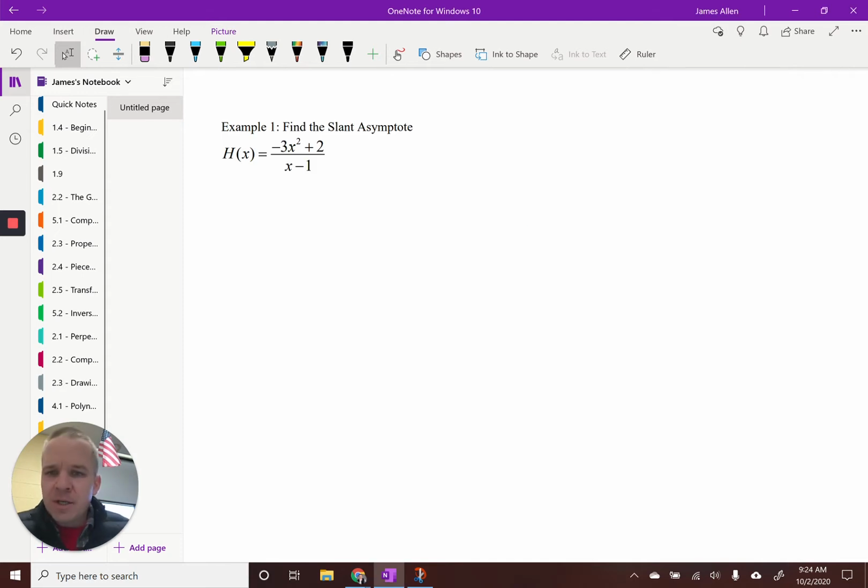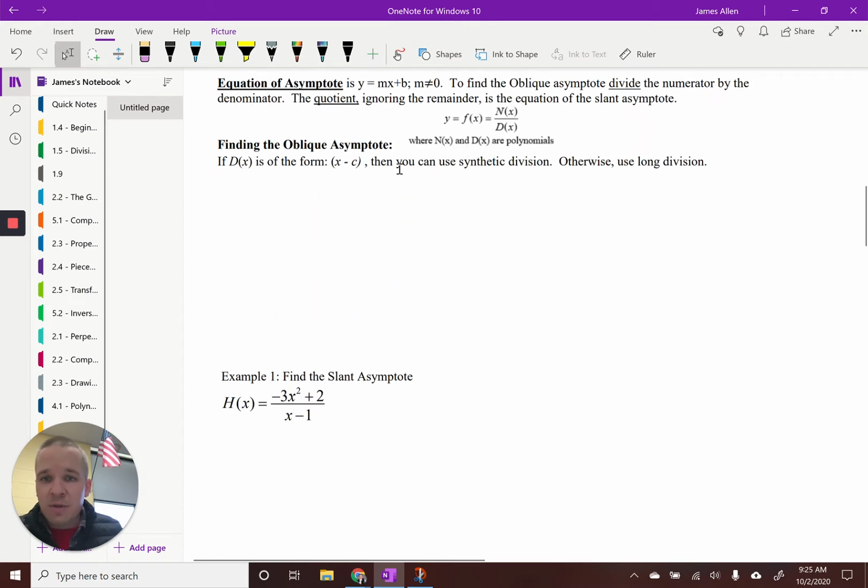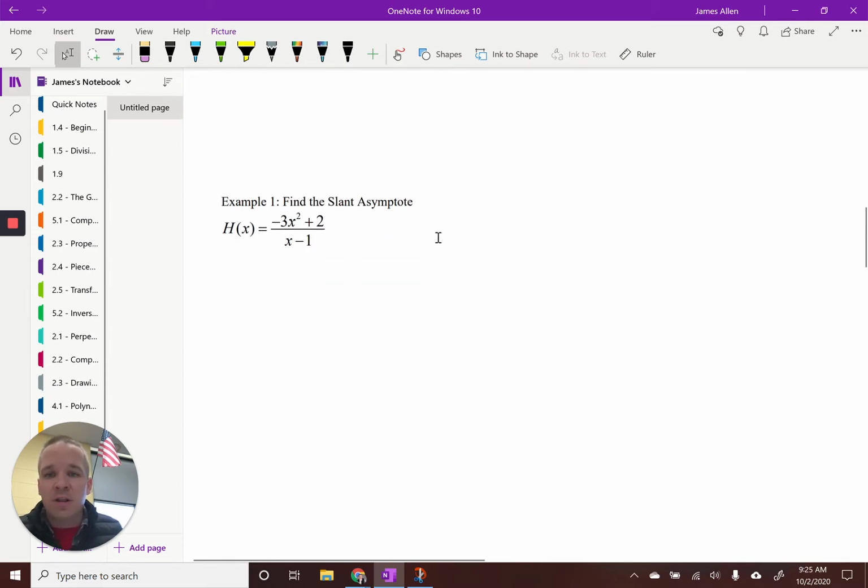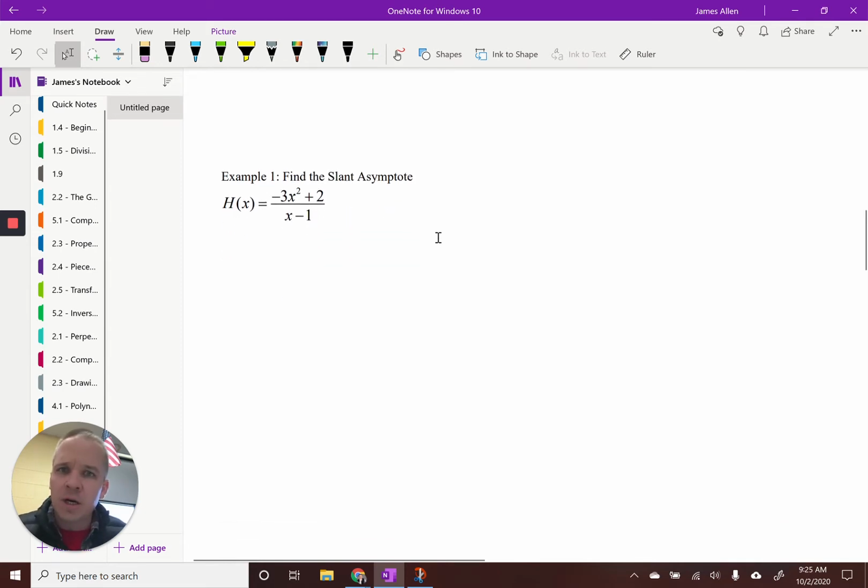All right, so here it says find the slant asymptote, otherwise known as an oblique asymptote, but who can spell oblique, right? It's not pronounced oblique, it's oblique. Excellent. So here I have a denominator of the form x minus c, so that means I can use synthetic division. Excellent. I can avoid long division. I have a feeling long division will be coming though. So I will do some synthetic division.